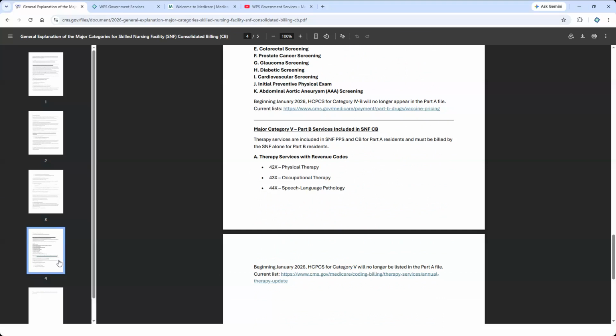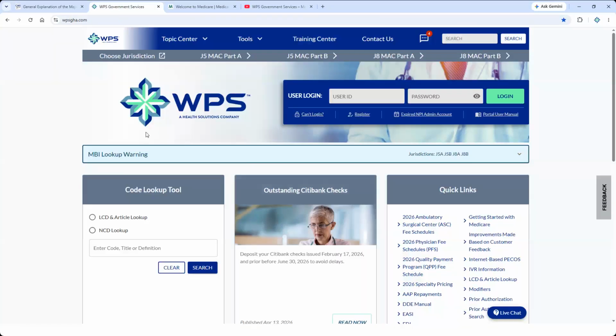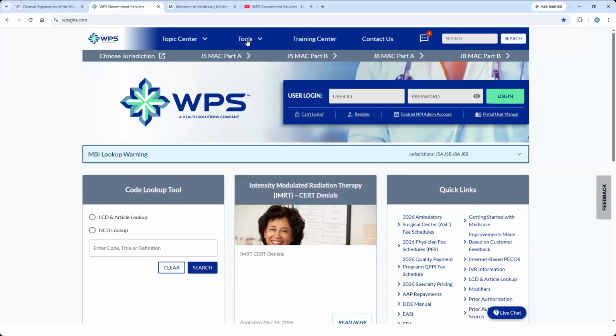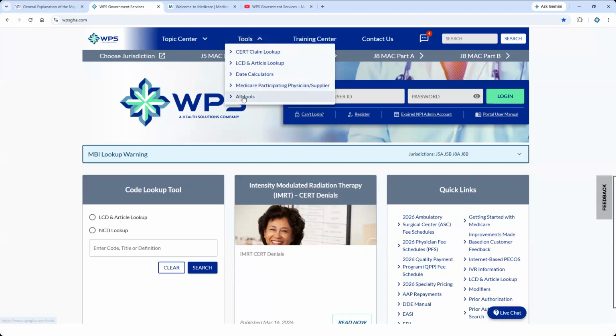On our website, which is going to be your next slide, slide 11, WPS does offer a couple of FAQs for you as well. They're going to be in the tools area of our website, and our website's wpsgha.com. Select tools, all tools.